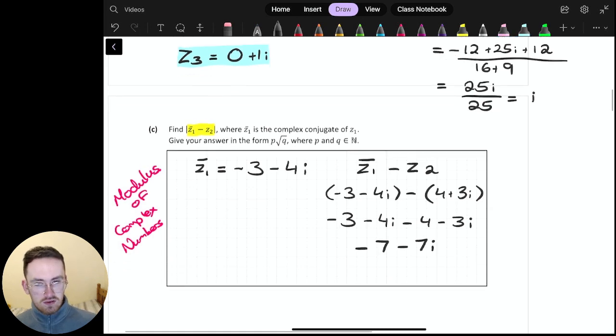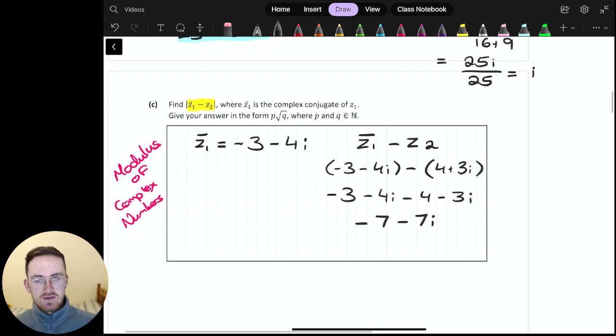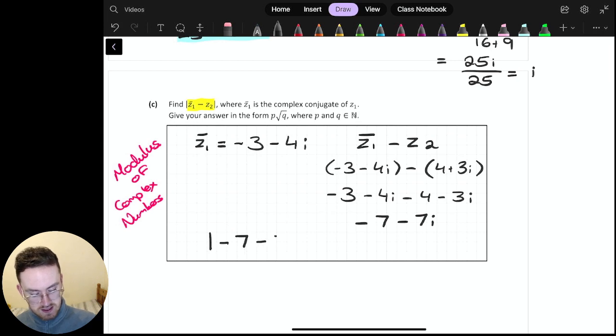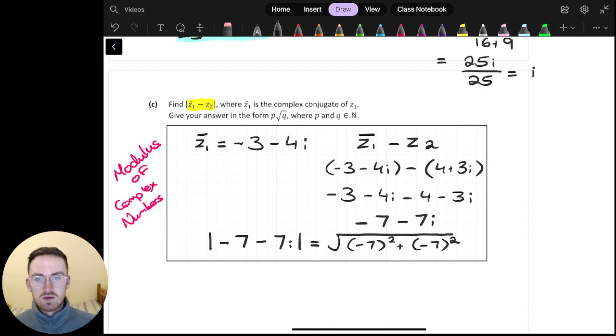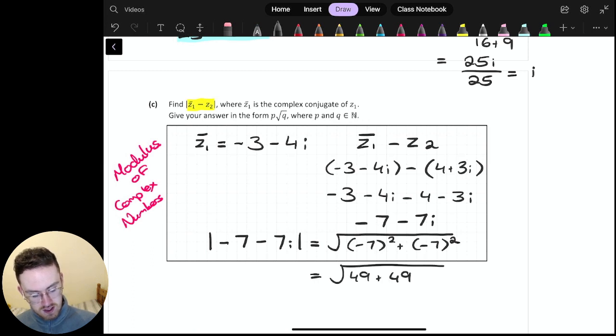Okay, we're not fully finished yet. What we have to find now is the modulus of that, so the modulus of minus 7 minus 7i. What I would say to you at this point is go look back at your notes, make sure you're happy with how you would approach this question. To find the modulus, we do minus 7 squared plus minus 7 squared. So we're squaring both of the numbers that we have there. So we get the square root of 49 plus 49, which gives us the square root of 98.